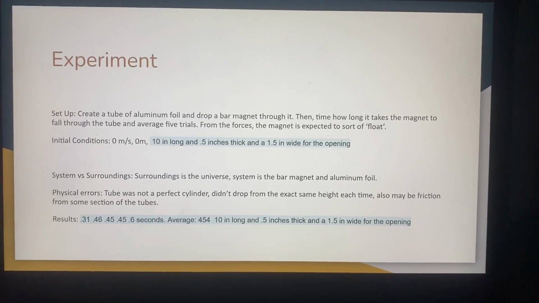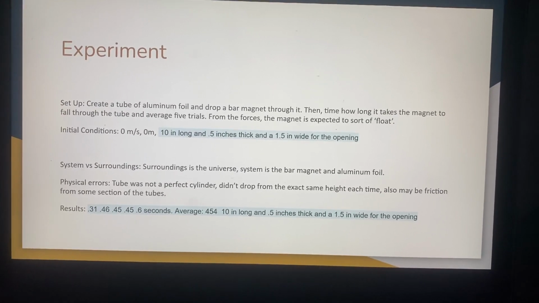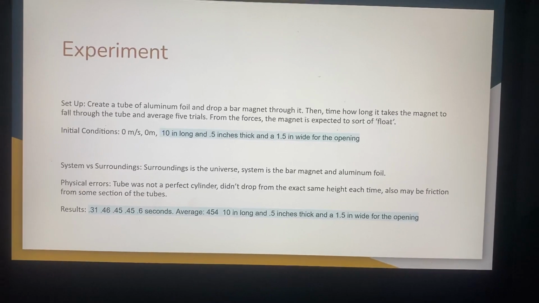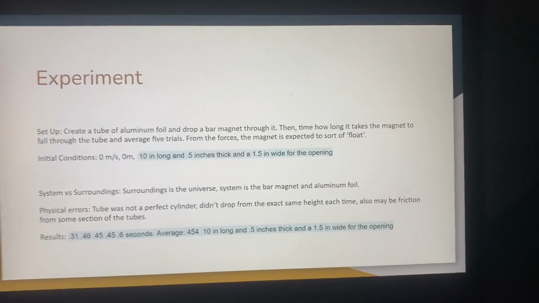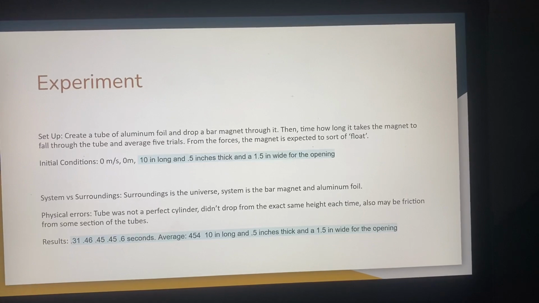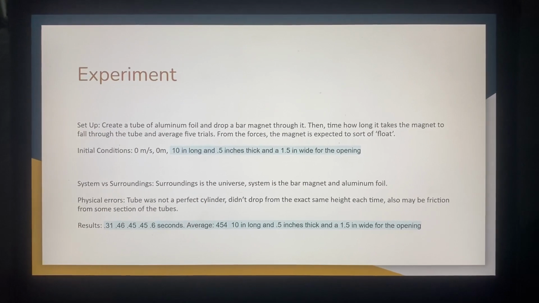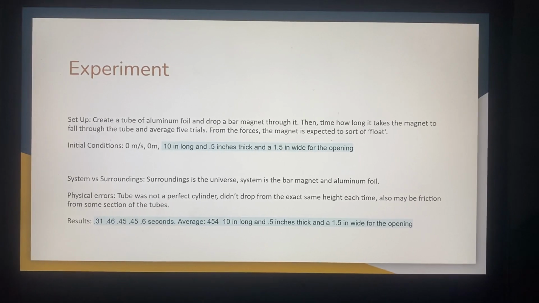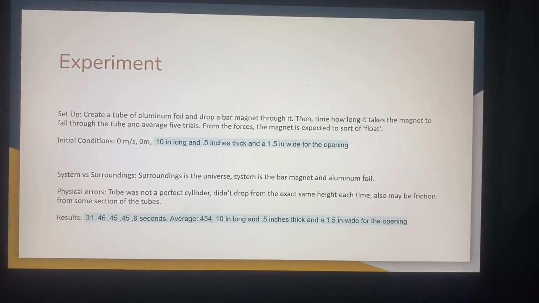So the experiment was to create a tube of aluminum foil and drop a bar magnet through it, then time how long it takes the magnet to fall through the tube, and average this in 5 trials. And from the forces, the bar magnet is supposed to float, so it will take longer for it to reach the bottom of the tube. These are my initial conditions: 0 for the velocity, 0 for the start position. The tube is 10 inches long and 0.5 inches thick and 1.5 inches wide for the opening.